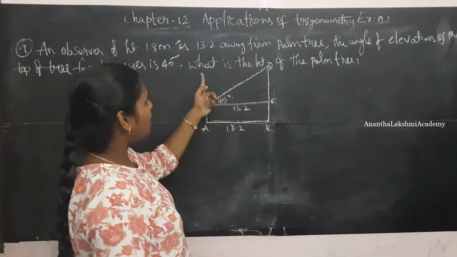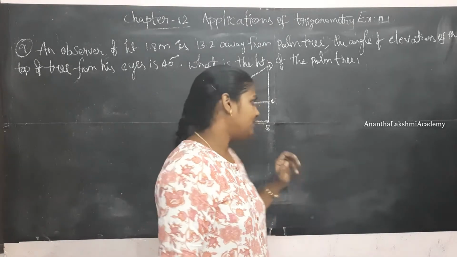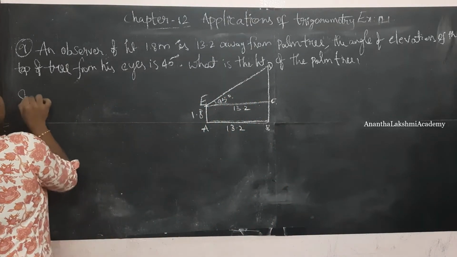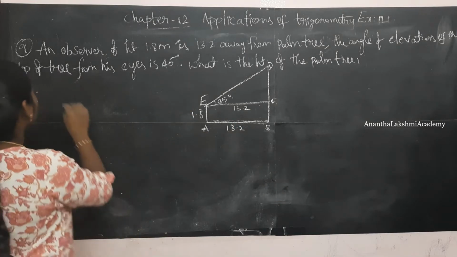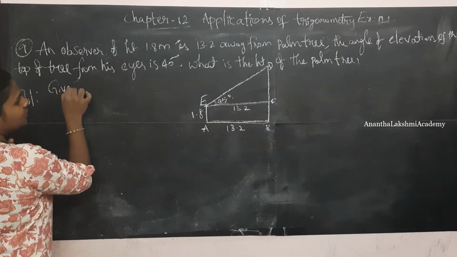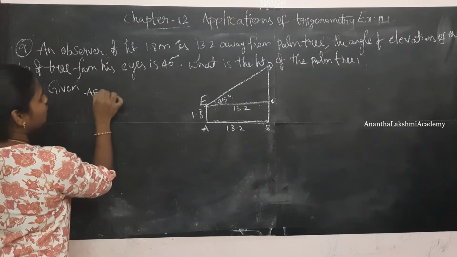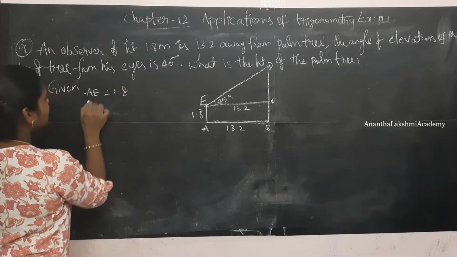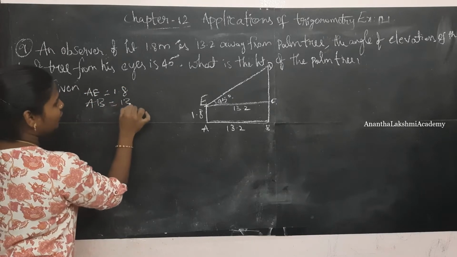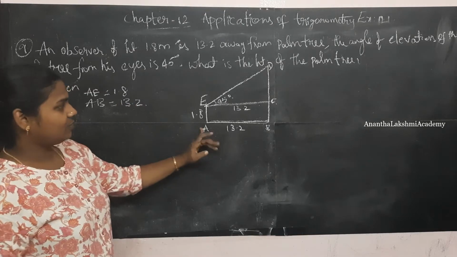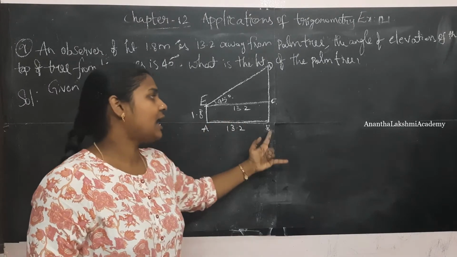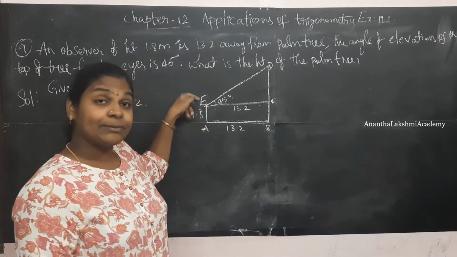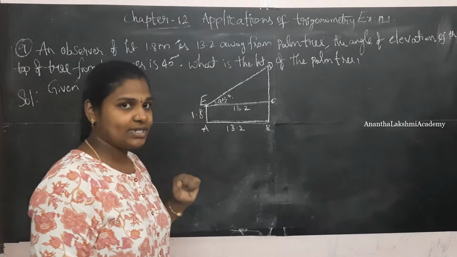We need to figure out the height of the palm tree. Okay, let me get into the solution. So here, given AE is equal to 1.8, AB is equal to 13.2, right? Here you need to write down AB is nothing but the distance between the observer and the palm tree. AE is nothing but the height of the observer, which is 1.8.